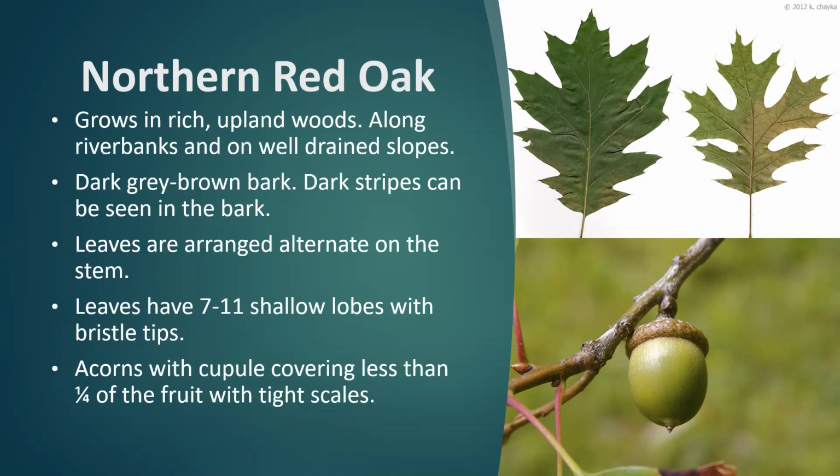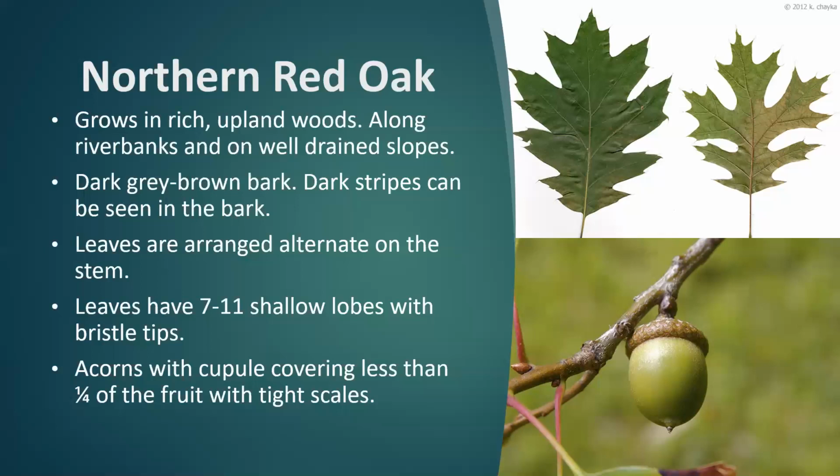It's got your standard oak bark, so it's just dark gray brown. It doesn't really have any distinct characteristics until you peel back the bark. Then you can start to see these dark stripes. It's hard to illustrate, but the bark is corky, almost like the cork out of a wine bottle. If you can peel a piece off of that, you can start to see these dark stripes inside that bark.